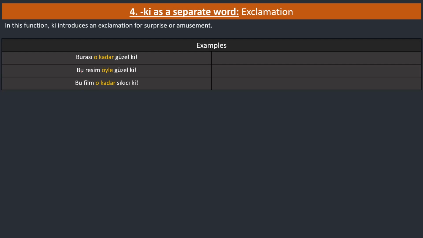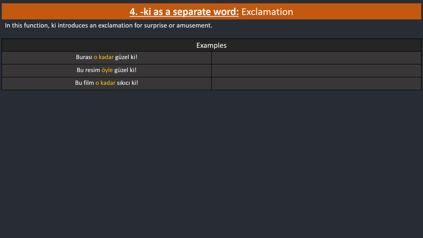Mesela yeni bir eve gidiyorsun ve evi görüyorsun, çok beğeniyorsun. Ve diyorsun ki burası o kadar güzel ki. You go to a new house, you really like it, and you say like, wow, this place is so nice. Burası o kadar güzel ki. Or you see a painting on the wall. Bu resim öyle güzel ki. This painting, this picture is so nice. You say this in a like amusement. You get hyped.